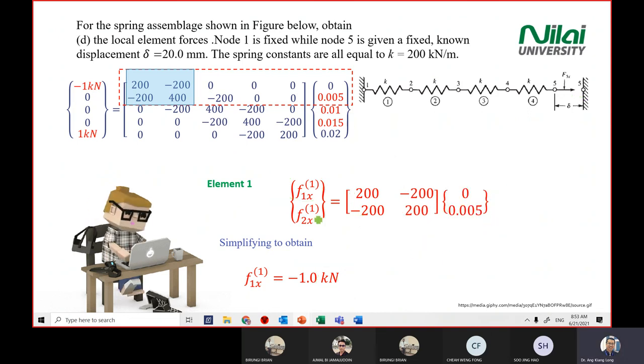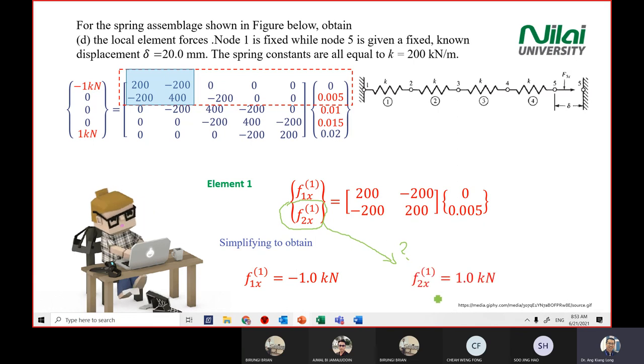Then you do the same for F2x. Brian, are you there? Yes, sir. What is the value for F2x of element one? Positive 1, sir. Yeah, positive one, correct. Very fast, Brian, very good.